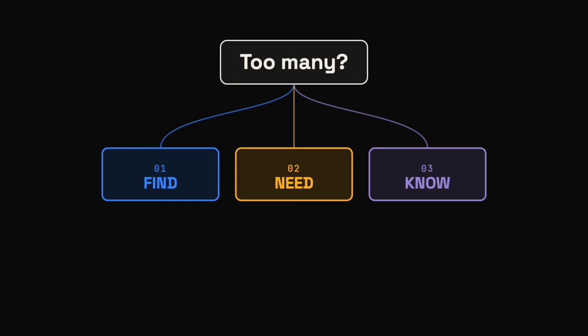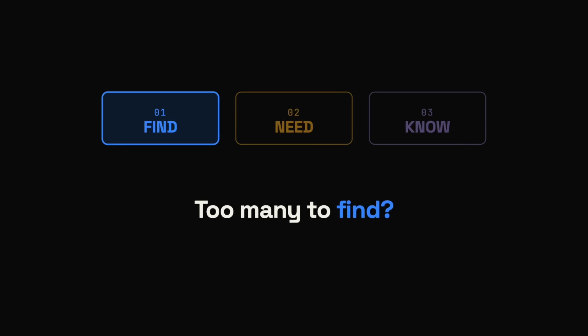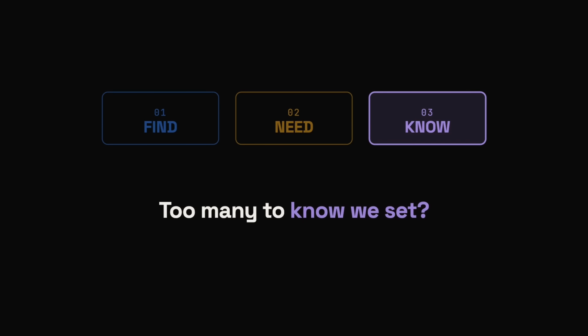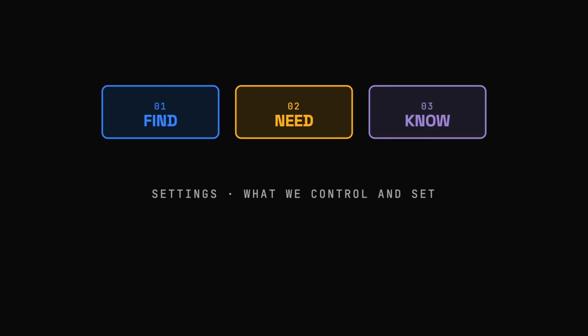So throughout the rest of this video, my aim is to simply try to split that "too many" question into three smaller ones. One is checking if we have too many settings to find. The second is if we have too many for anyone to actually need. And the third is if we have too many for us to know what we have already set. Because settings eventually are things that we have control over and we set according to our preferences. These are three different things. Let's go through them in order.